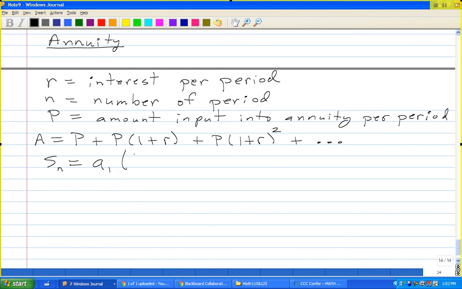Oh, I see. You'll get confused with this R. R to the n minus 1 over R minus 1. Okay, so the amount A is equal to the first term, P, times R, but R in this case is this guy that I'm multiplying by: 1 plus R, all over 1 plus R minus 1.